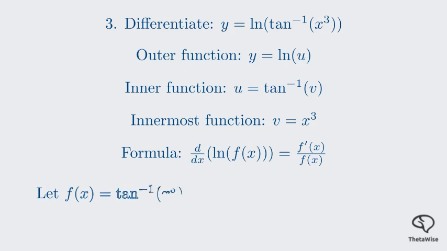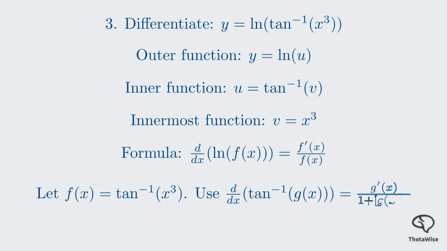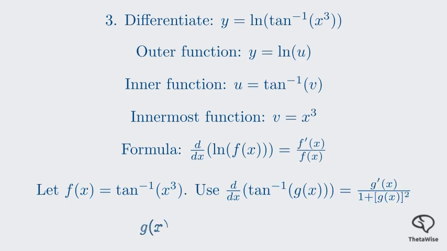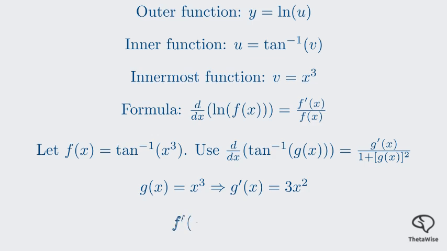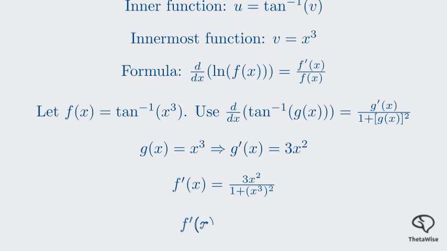To find this derivative, we use the tan inverse chain rule. Let g of x equal x cubed. Then g prime of x is 3x squared. The derivative of tan inverse of x cubed is 1 over 1 plus x cubed squared times 3x squared. This simplifies to 3x squared over 1 plus x to the power of 6. This is our f prime of x.